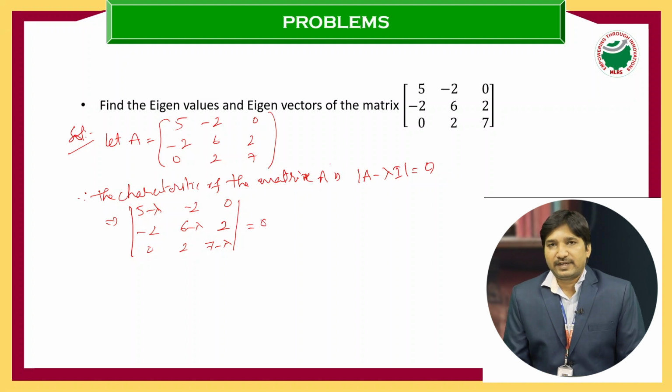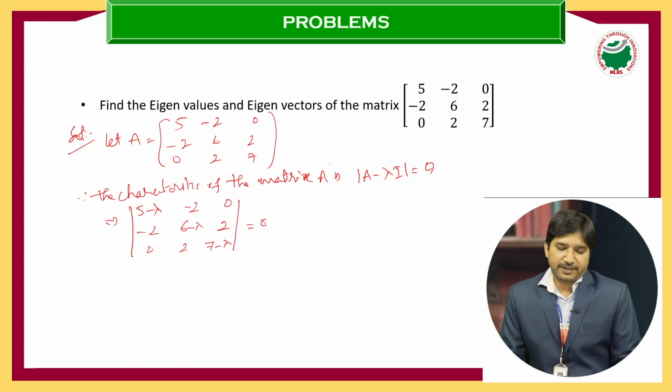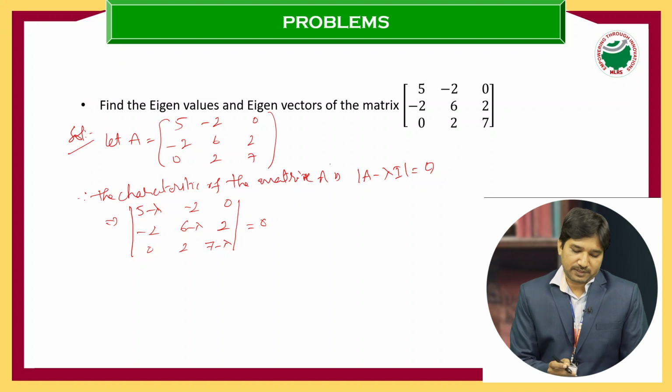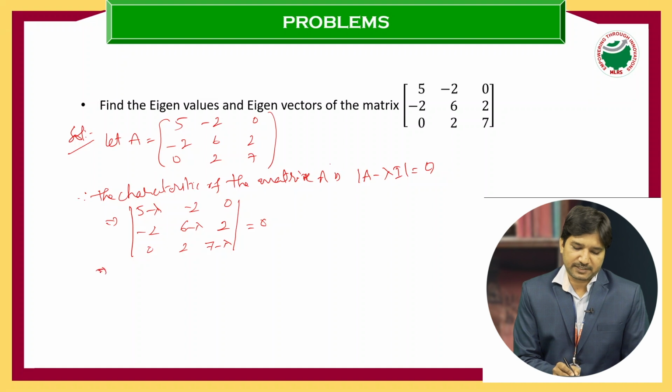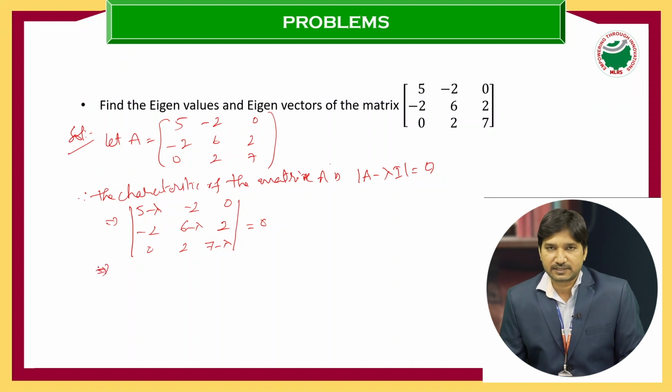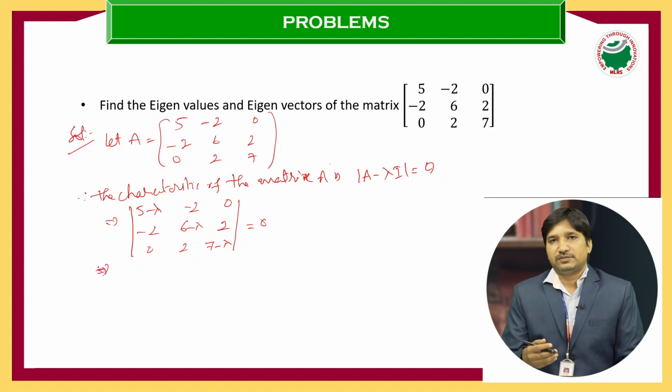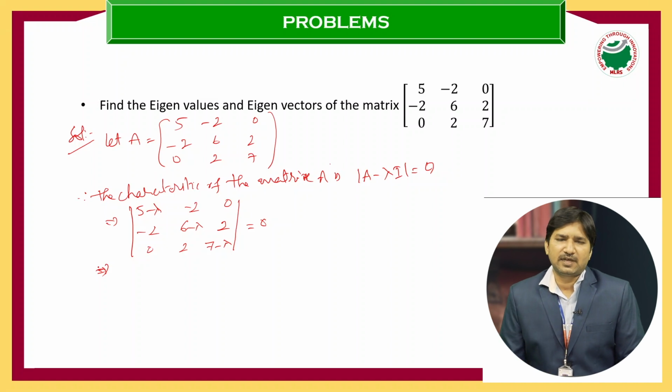Now find the roots. Already det equal to 0. So solving this, we will get the eigenvalues, that is the roots of the given equation. Okay, first of all, we have to find the characteristic equation. After that, using a scientific calculator or synthetic division, we can easily find the eigenvalues.